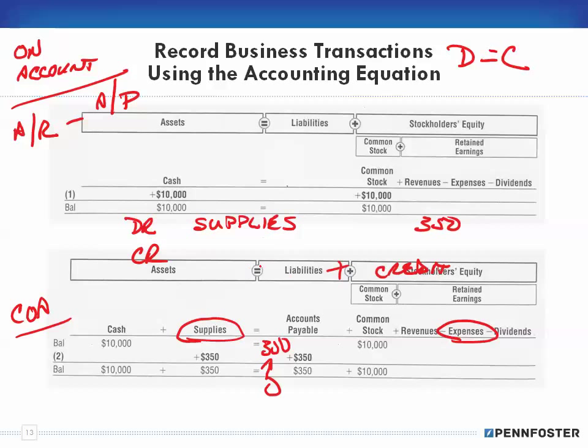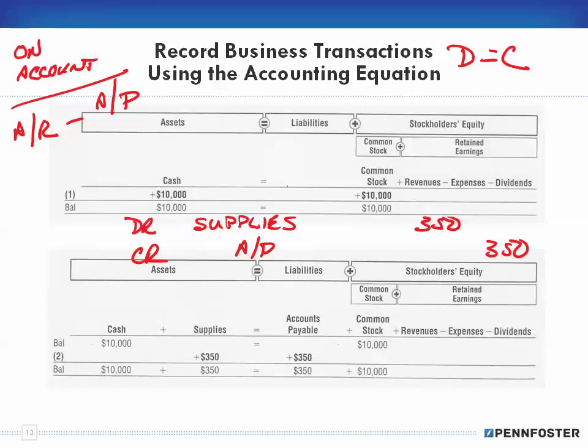Why? Because it's what's on the right. Remember, here's the equal sign. It's on the right. So we credit it. Well, I'm going to credit my accounts payable, right, for the $350. And notice that my debits equal my credits, okay, because they increased. Both accounts increased. The supplies account increased to 350, and my accounts payable increased to 350. So that's my journal entry.